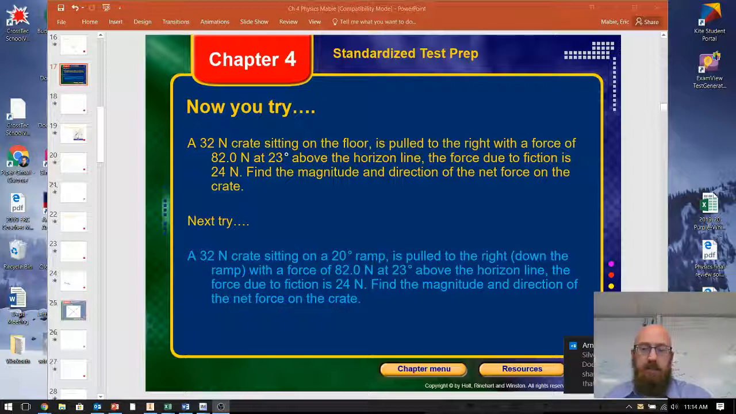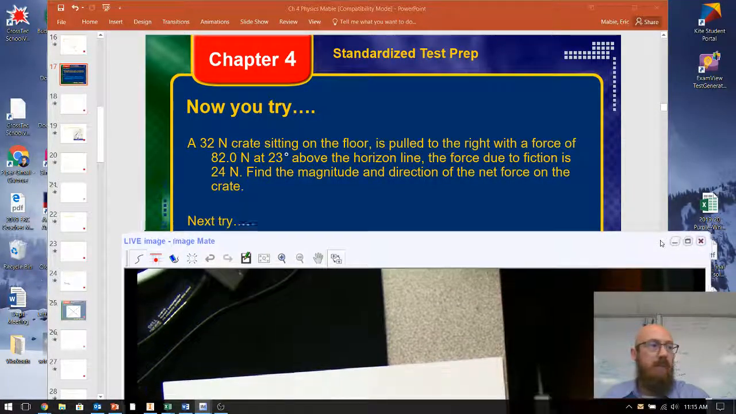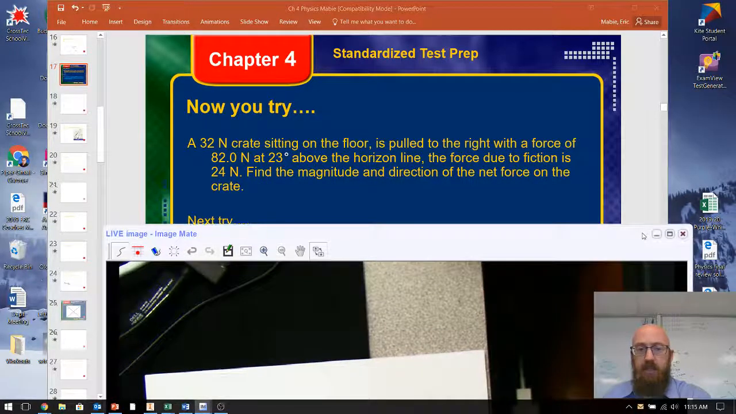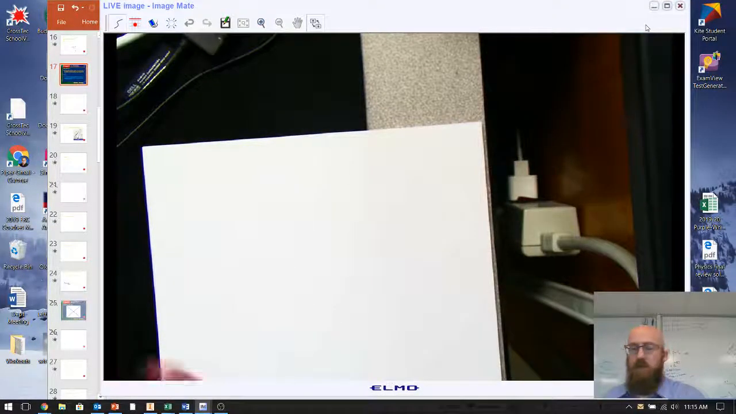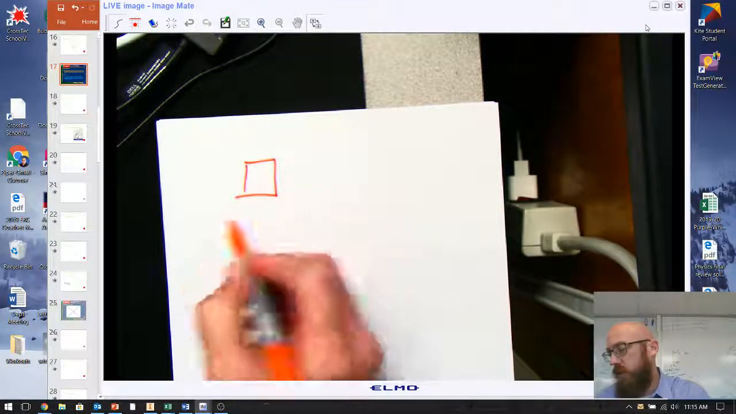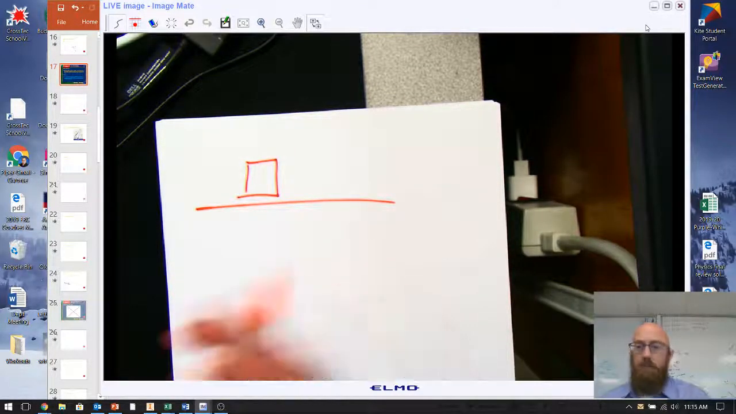Take a second, stop the video, and draw this out. Hopefully you've got it drawn out. So here's what we're going to do. We're going to bring this up. So a 32 Newton crate sitting on a floor, 82 newtons. Let's first do this easy part. A crate sitting on the floor. Cool. There it is.